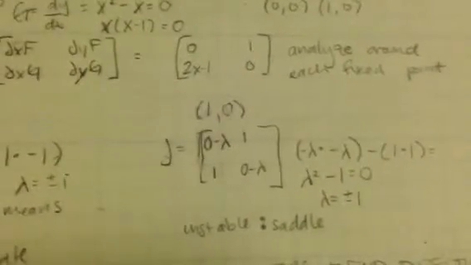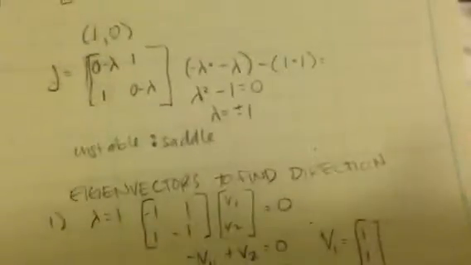So now that we have a saddle, that means that in one direction it's going out and in one direction it's coming in. So we're going to have to find the eigenvectors in order to figure out on which lines it's coming in and which lines it's going back out. So we're going to use some matrices again. And in order to do this, you take the Jacobian that you had and you plug in the lambda value that you're looking for.